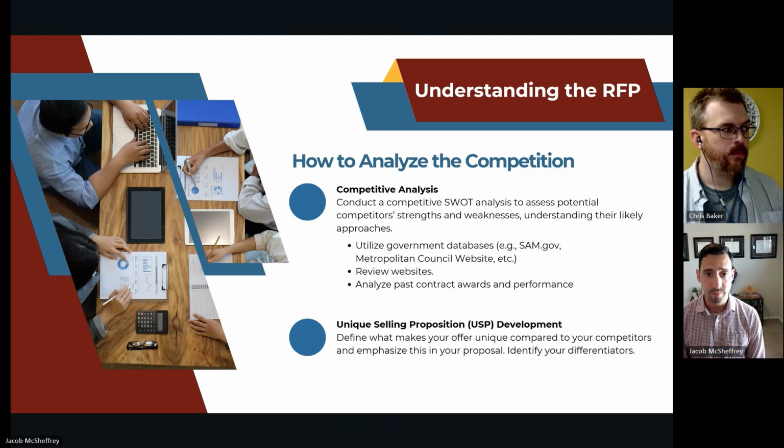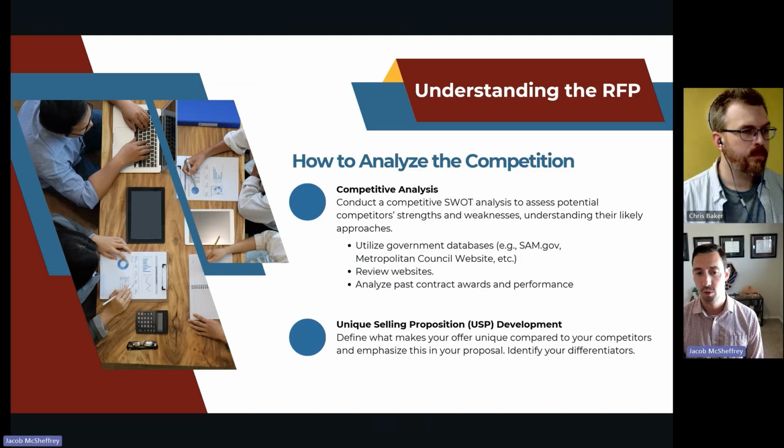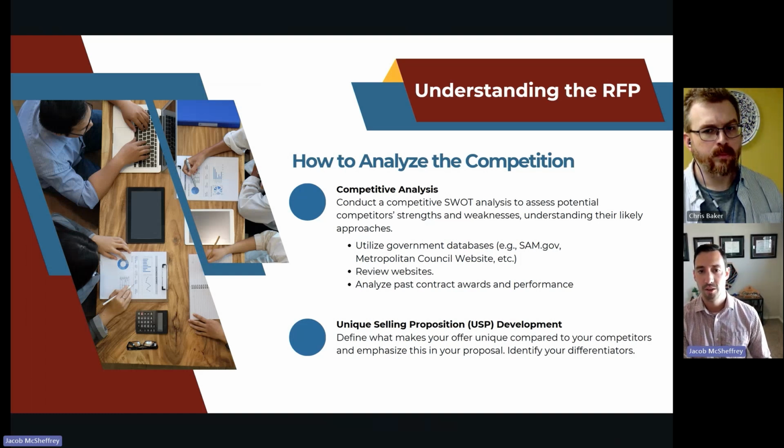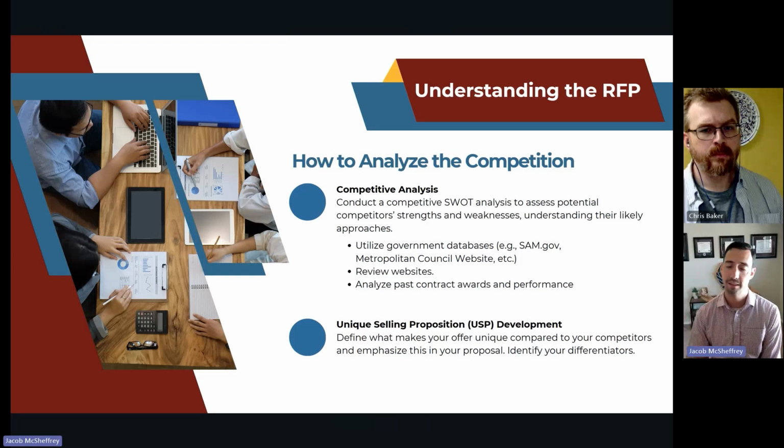And then developing a unique selling proposition, a USP. Define what makes your offer unique compared to your competitors and emphasize this in your proposal. Identify your differentiators. Now, it's impossible to do this without knowing what your competition can offer. It's hard to make yourself stand out if you don't even know what you're trying to stand out against. That's why analyzing the competition is so important.